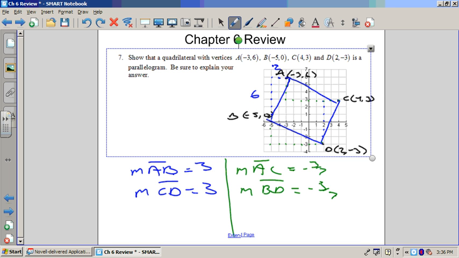Also, I know beyond a shadow of a doubt this is not a rhombus, because if it were a rhombus, if the slope of AB was 3, the slope of AC would have had to have been the opposite reciprocal of 3, which is -1/3.